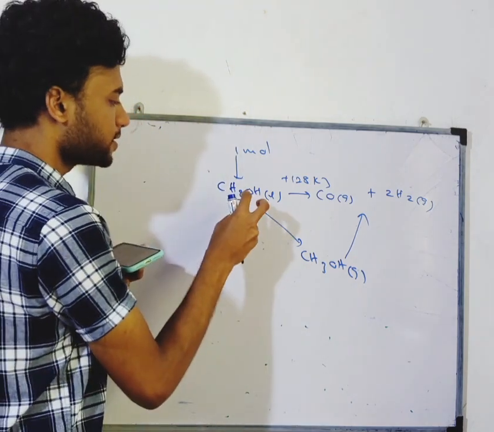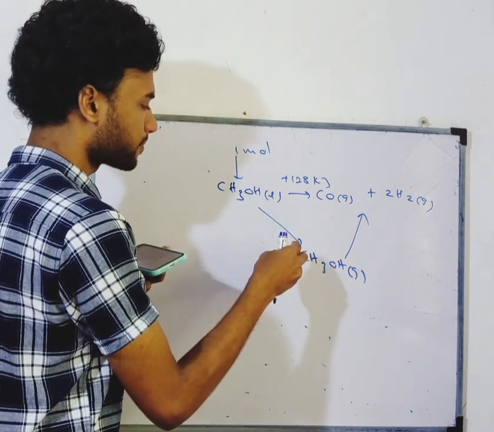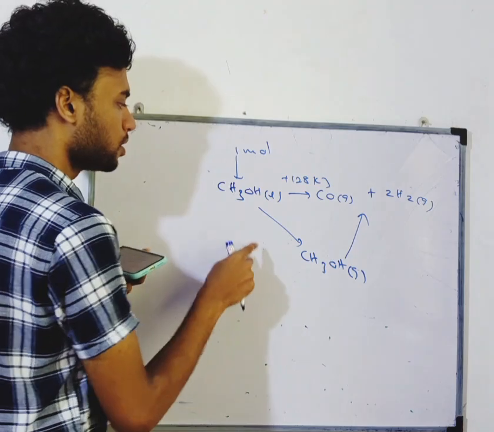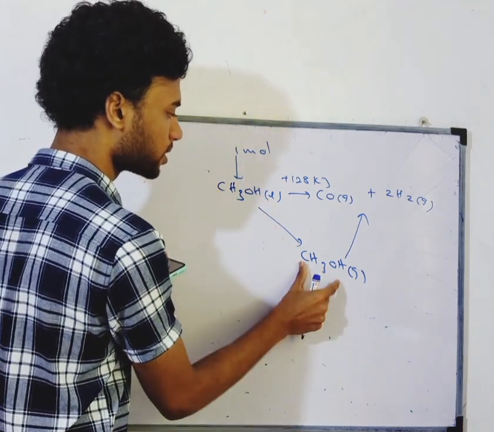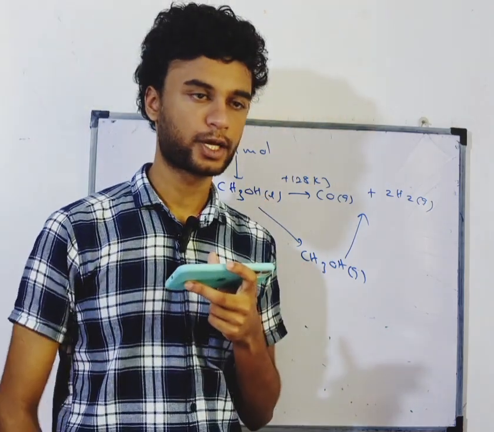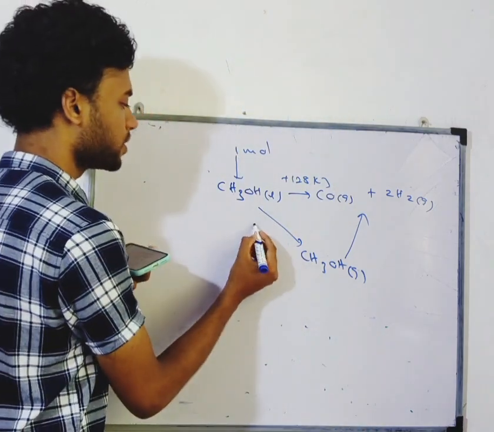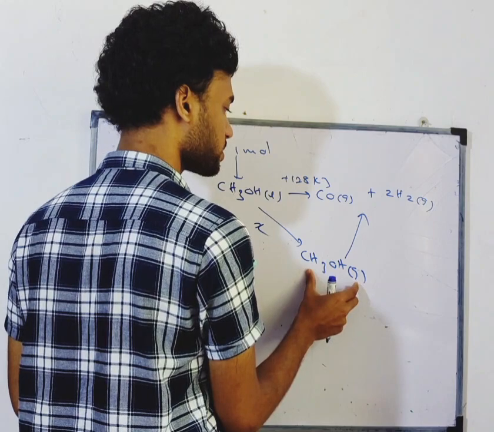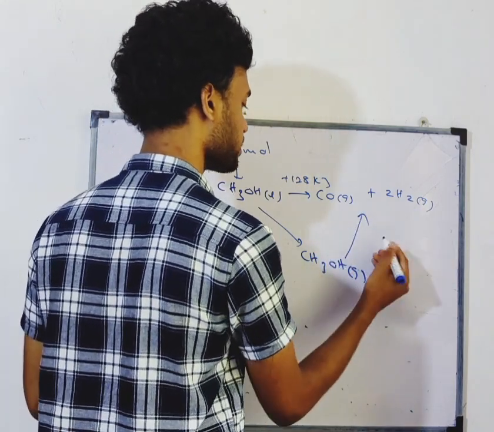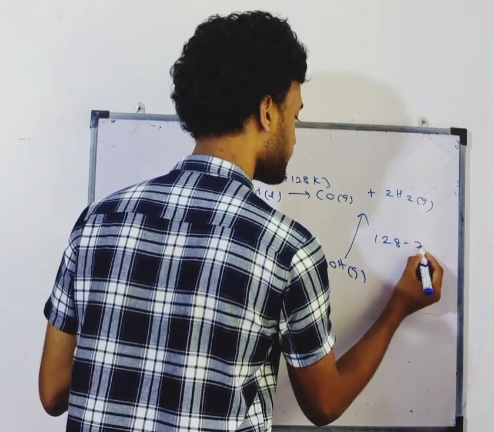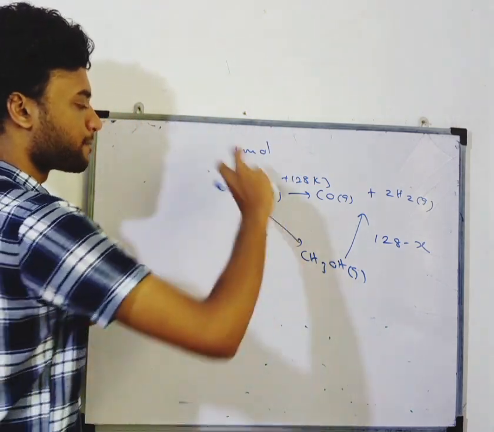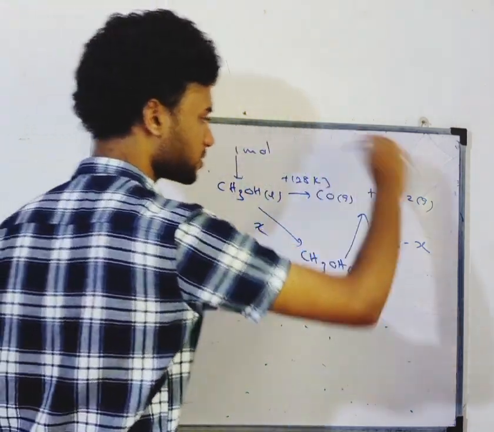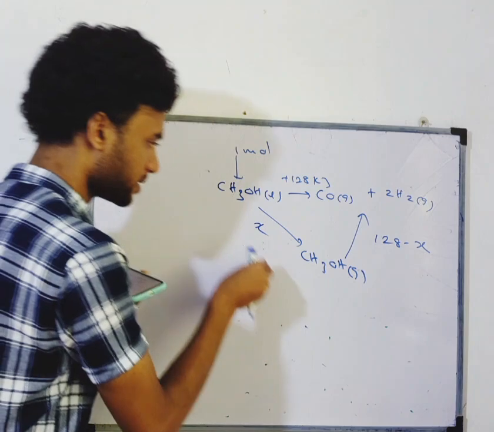Now listen, a positive energy should be supplied. Which means I have to supply heat to convert CH3OH liquid into CH3OH gas. I have to give energy. Suppose I give an amount X, then to convert CH3OH gas into CO gas and 2H2 gas, I should give 128 minus X, because of Hess's law. The sum of enthalpies in this direction should be equal to the sum of enthalpies in that direction.